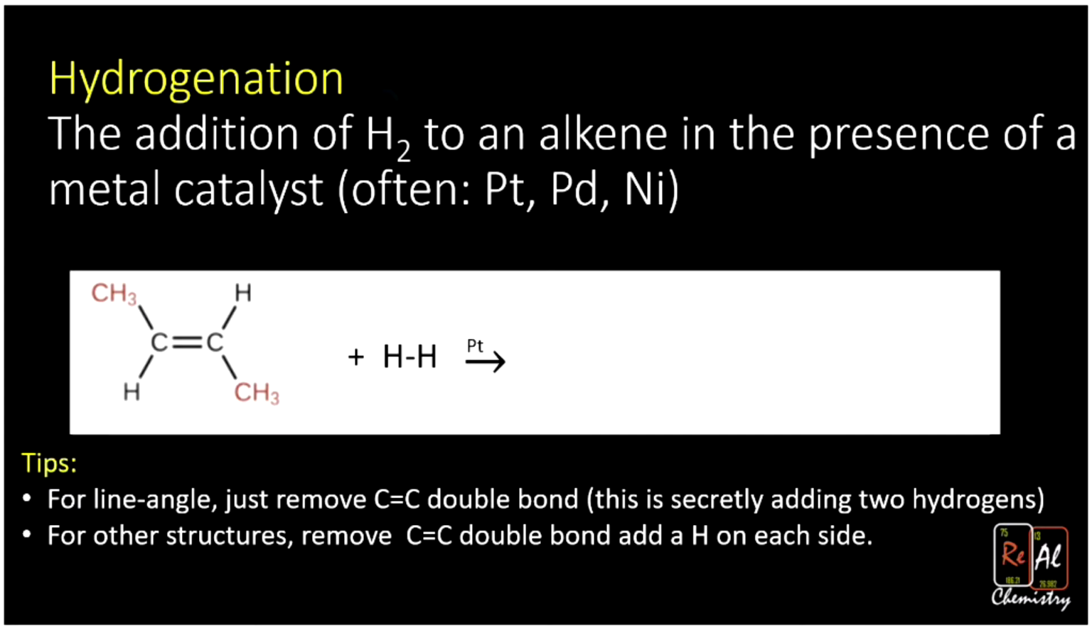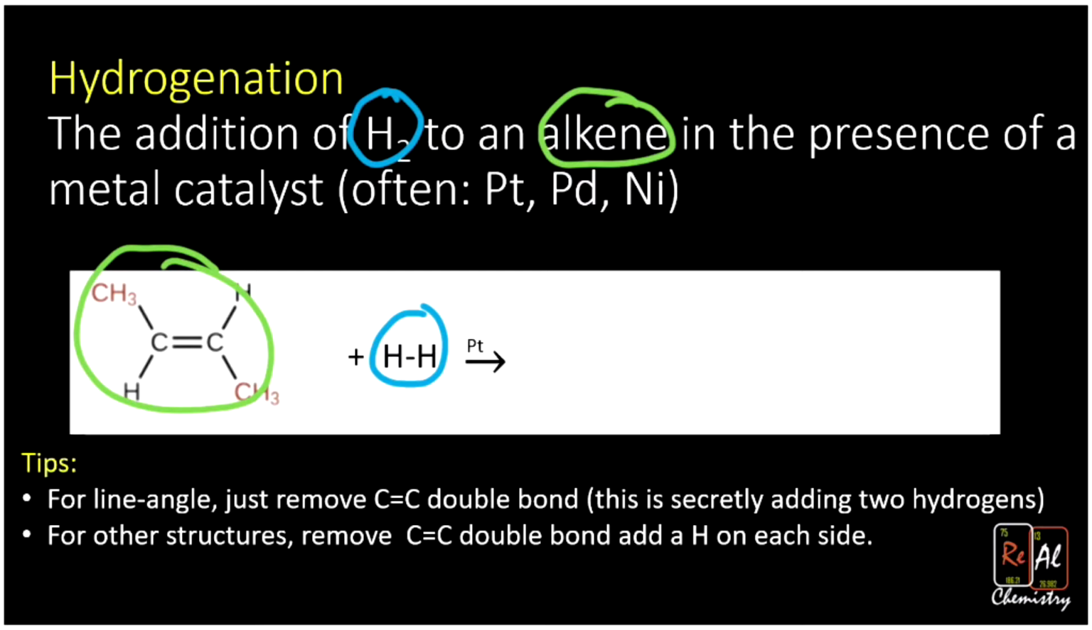So here's H2, and here's H2 in my reaction, to an alkene. An alkene, remember, is just a carbon-carbon double bond containing molecule. So here's an alkene. And the presence of a metal catalyst. So you'll often see catalysts in your organic chemistry reactions, and they're listed above the arrow. They're not part of the reactants or the products. Instead, they just help the reaction along. In this case, you'll usually see platinum or maybe palladium or nickel. The good news is it doesn't matter what's written up there. You'll get the same products.